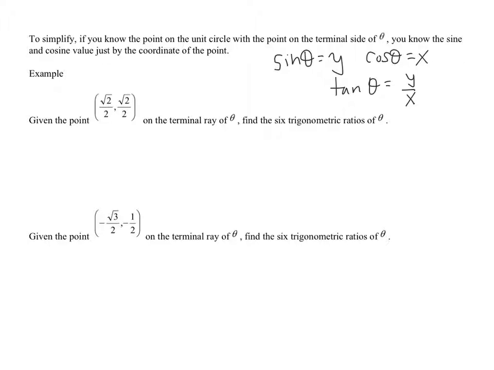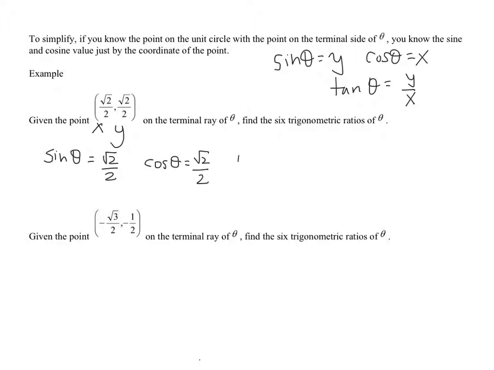So in this problem, since we have the x and y here, remember this of course is the x, and this is the y. So we know the sine of the angle is simply the y, so the sine is square root of 2 over 2. We know the cosine is x, so the cosine of this mystery angle is square root of 2 over 2.